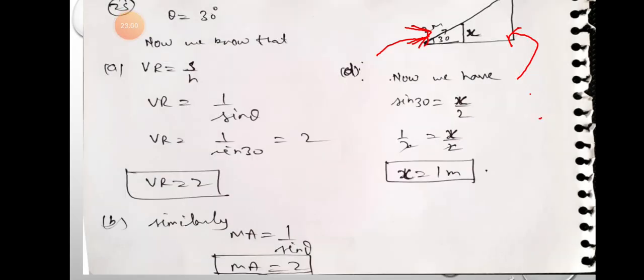Now since S upon H can also be written as 1 upon sine theta, and theta is given as 30, so 1 upon sine 30, and putting the value of sine 30 is equal to 1 upon 2, it will get reversed, so velocity ratio is equal to 2. Similarly MA, since MA is also equal to 1 upon sine theta, you can refer to the formulas which have been explained. So you can easily calculate MA is equal to 2.